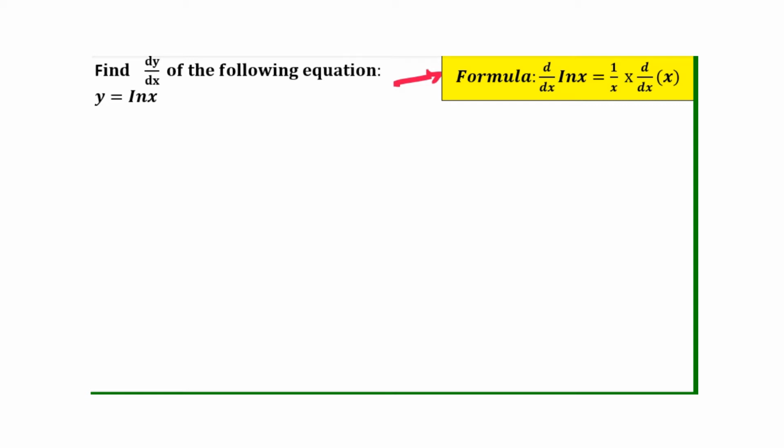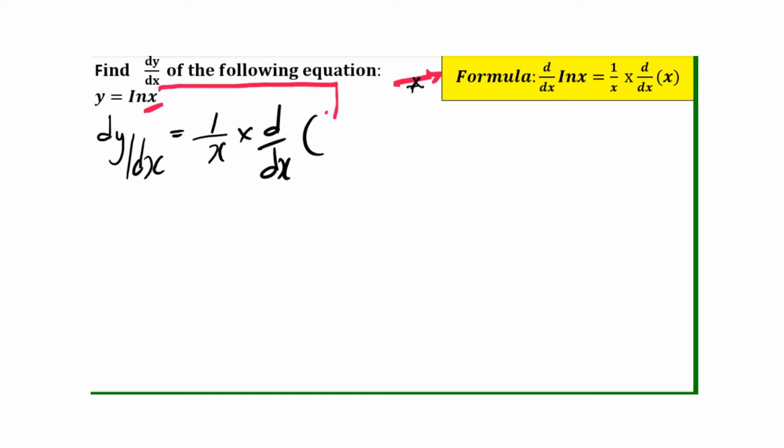So basically always you take your function of x, then you're gonna apply this formula right here, the formula that is on the top right hand side. So you're gonna say dy over dx equals to, and then you're gonna apply the formula. They're saying when you differentiate ln of x, you're gonna get 1 over x multiplied by d over dx. Then you're gonna take whatever you have there and put it here.